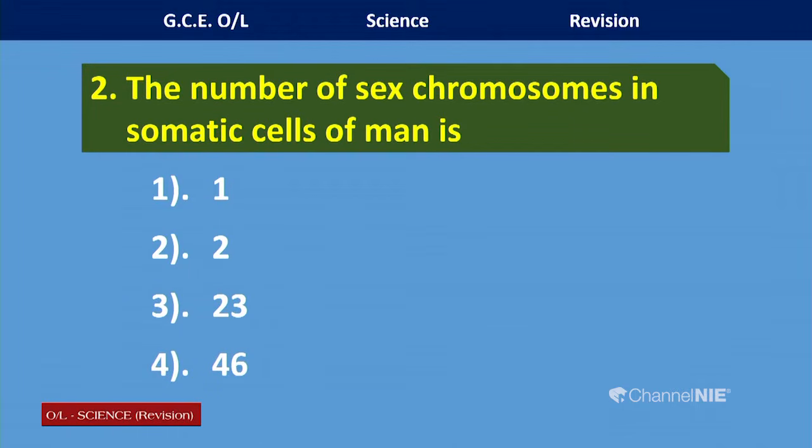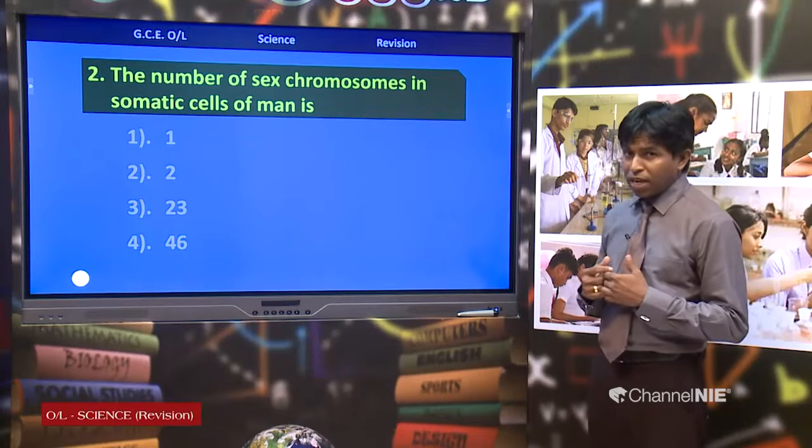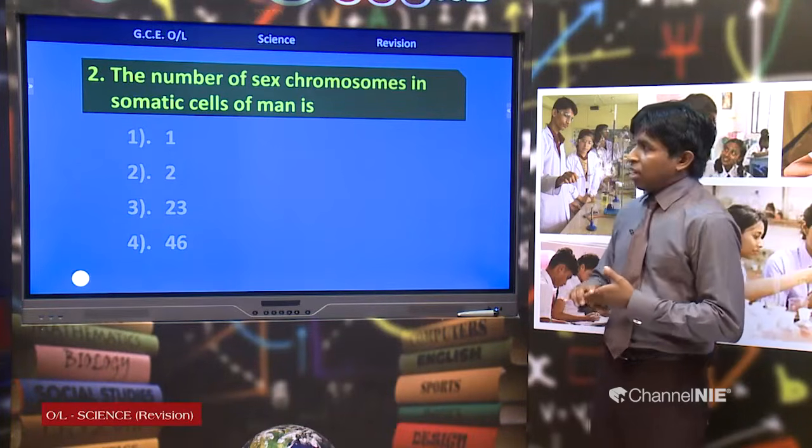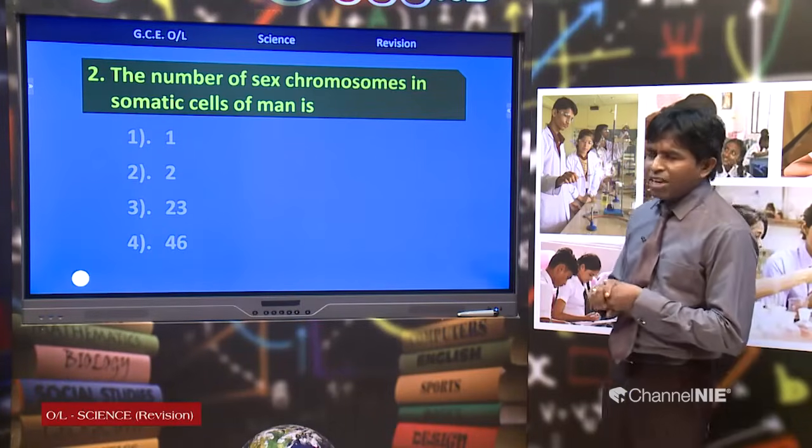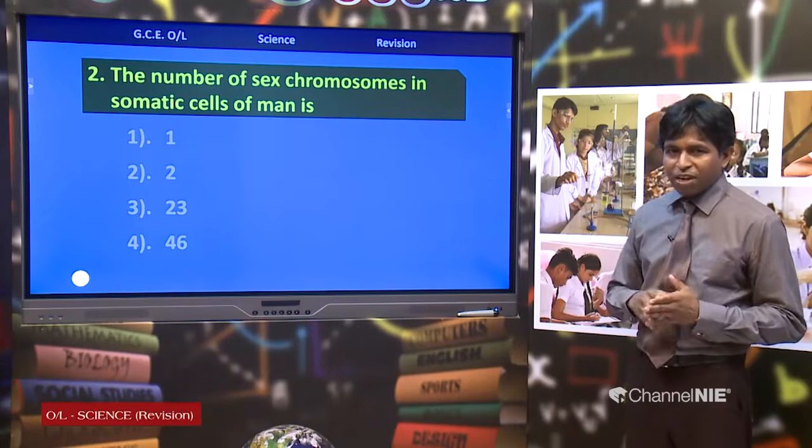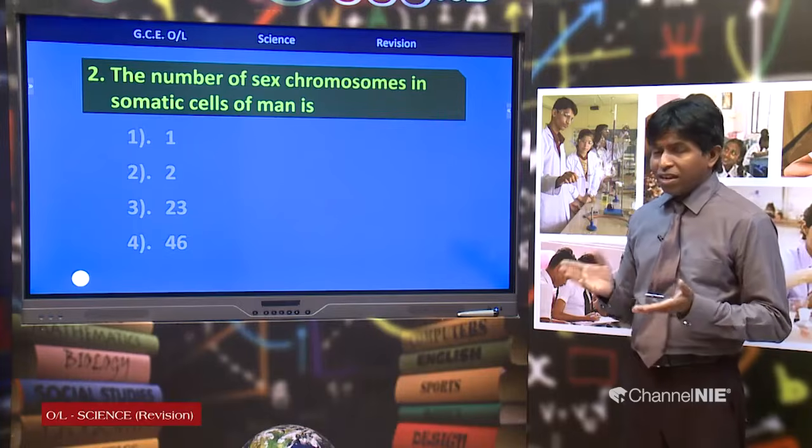If you take a human cell, inside the nucleus there are 46 chromosomes. Out of those 46 chromosomes, 2 chromosomes are sex chromosomes and 44 chromosomes are somatic chromosomes. In our body also there are 2 types of cells, somatic cells and gamete cells. What are gamete cells? That is the male gamete and female gamete, that is sperm and eggs.